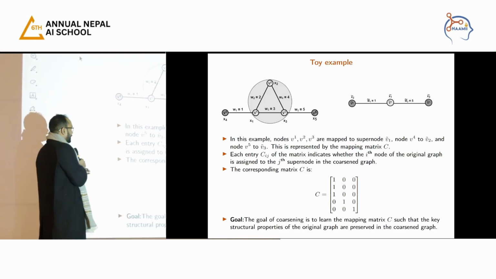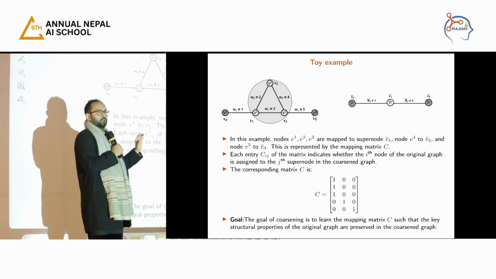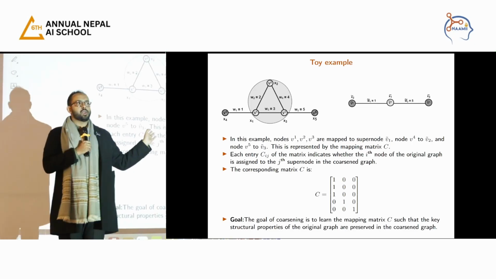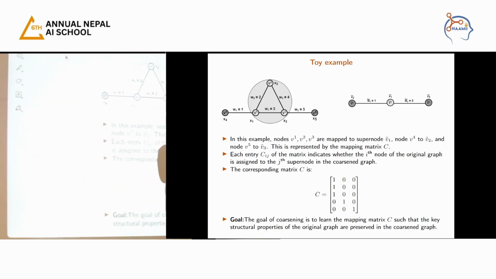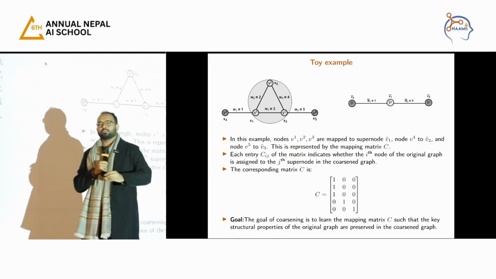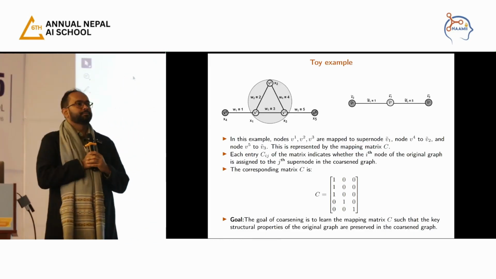But the catch here is, do you think this problem is easy? Given a large graph, I want to learn a small graph. What could be the challenges that you can face here?